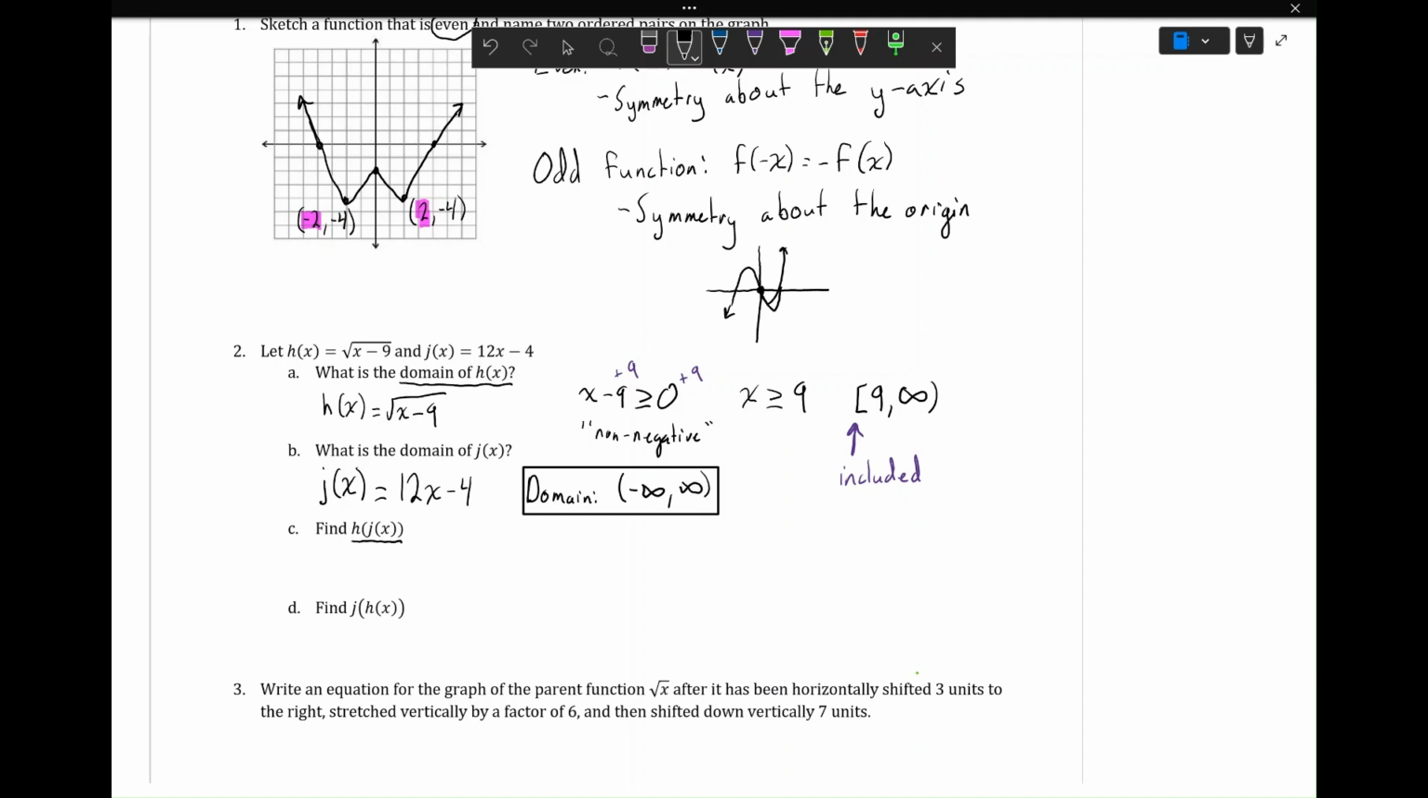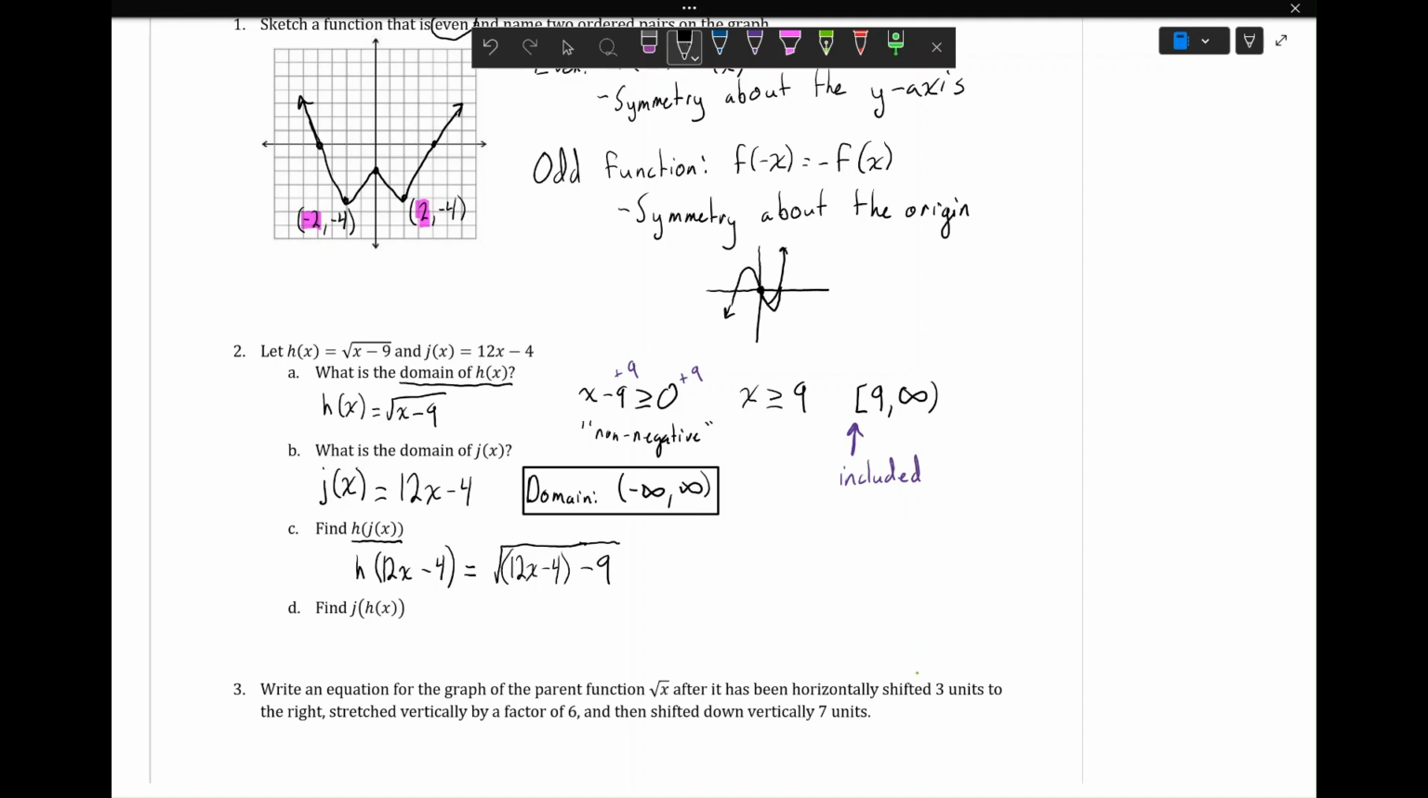Now, h of j of x is part C. Find h of j of x. What that means is I'm taking the formula for j of x and putting it in for all the x's in h. So in h, I see I have an x just right here. So h of 12x minus 4 is the square root of (12x minus 4) minus 9. I'm going to put that in parentheses to show that all of it is replacing the x.